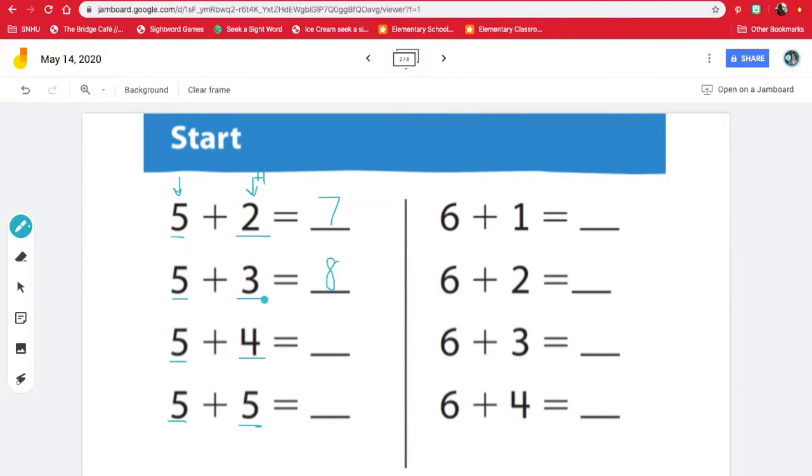So let's try the same strategy. 1 more than 3 is 4, and we're adding 1 more to 8. And we know 5 plus 5 is a doubles fact, and we know that is 10.